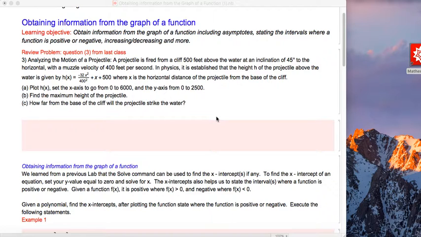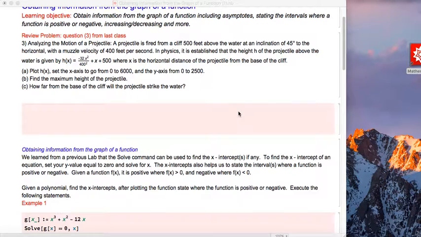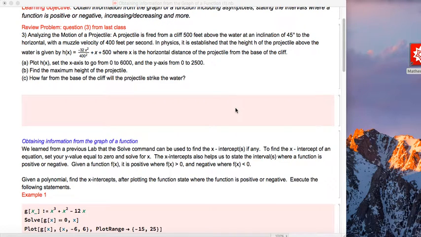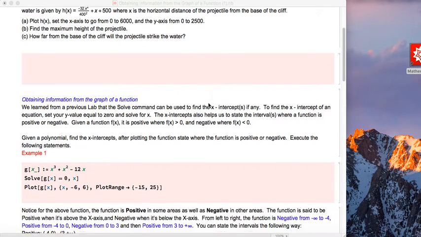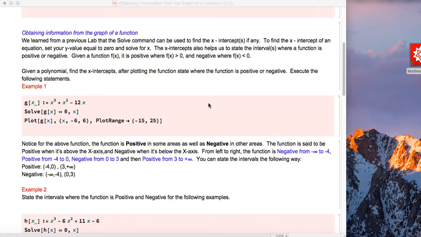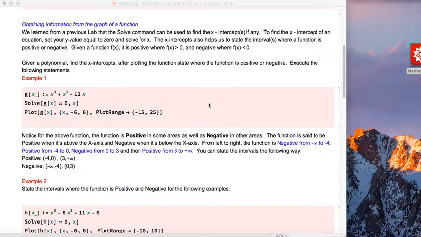Today we're going to focus on obtaining information from the graph of a function. First we have the review problems. Question 3 is from last class, so we're going to review this during the next class when we meet. You can complete this one before next class. We're going to get into our new lessons today.